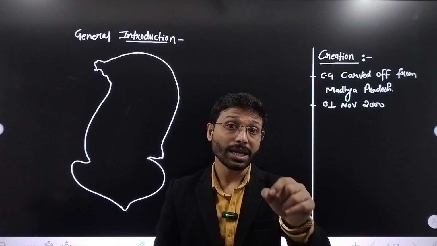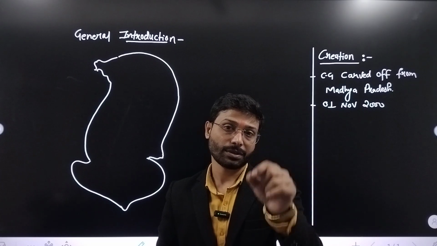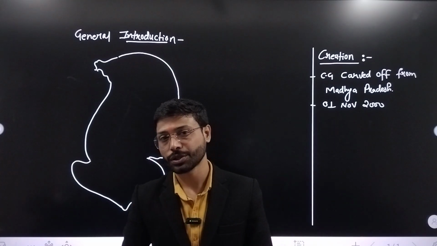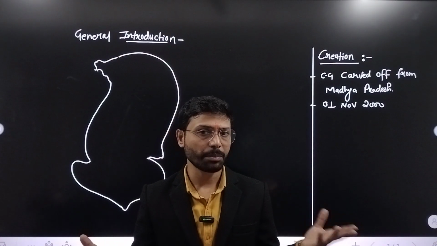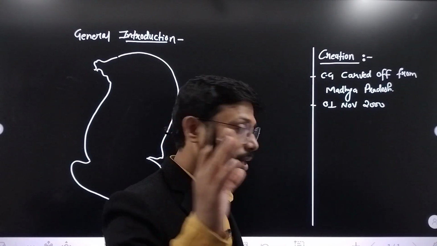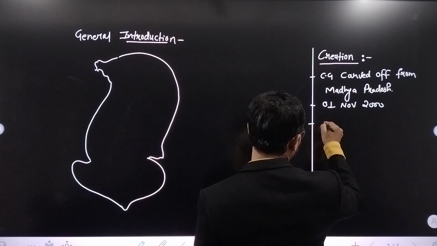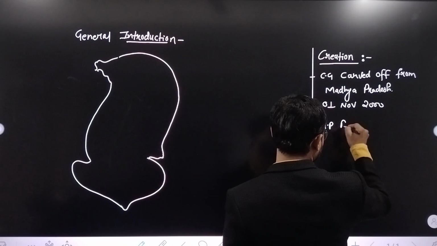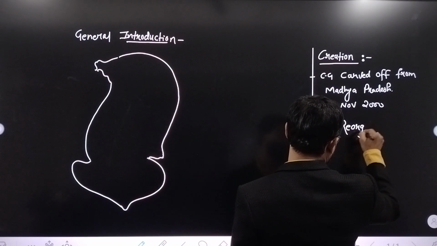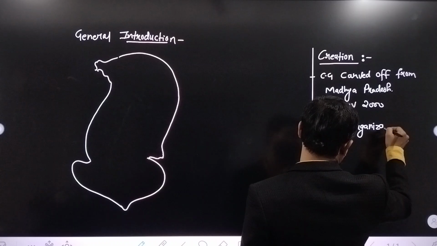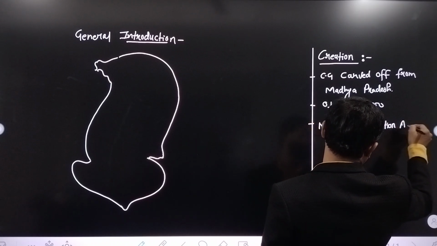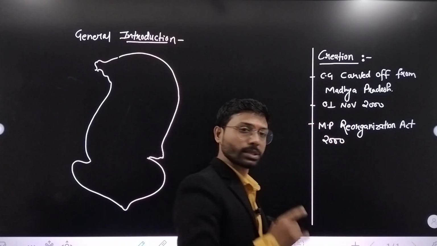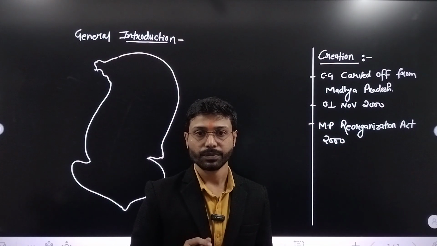And that's why there is an act on the basis of which Chhattisgarh separated from Madhya Pradesh. You have to remember the name of that act. The name of the act is Madhya Pradesh Reorganization Act 2000. That you must remember. Okay?